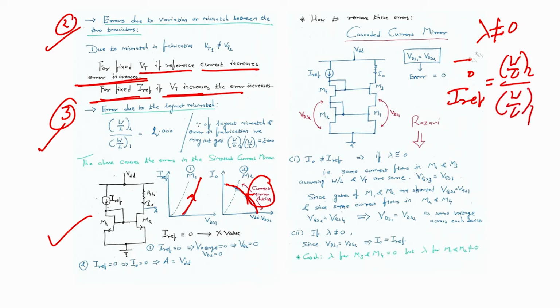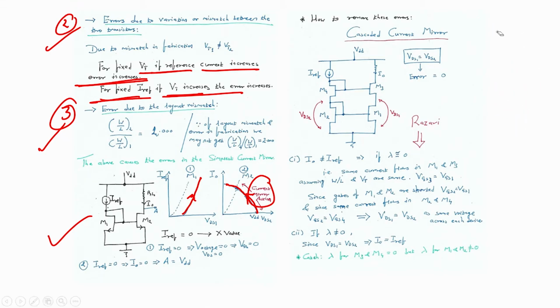This we cannot have, right? So, what can we do? We can use a cascaded current mirror. In a cascaded current mirror, we use 4 MOSFETs, M1, M2, M3, M4. We connect the drain to the gate like this, and then these gates are connected like this. M3 and M1 are in series, M4 and M2 are also in cascaded condition, alright.